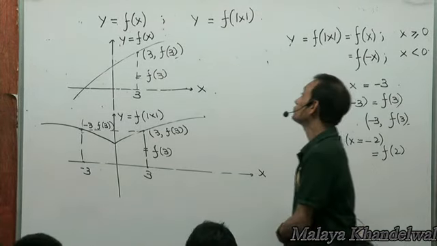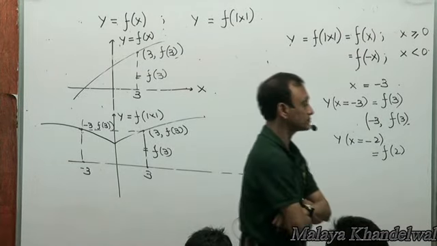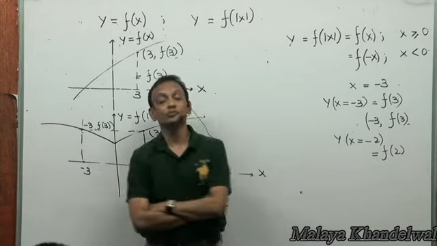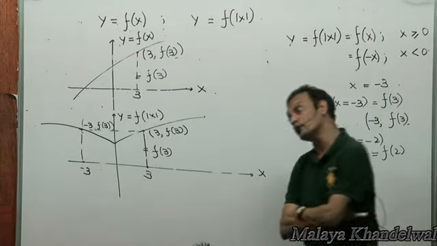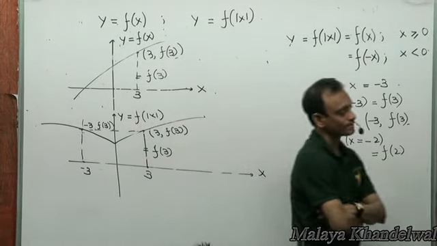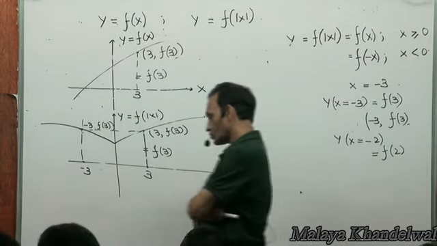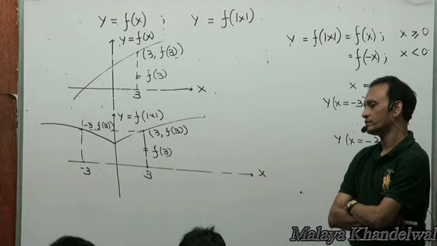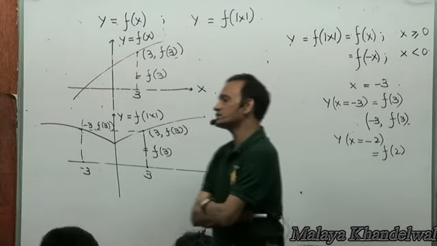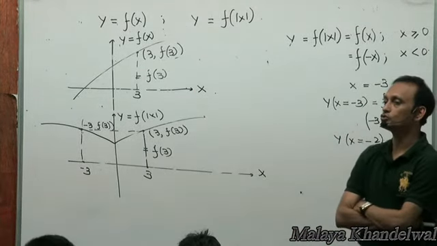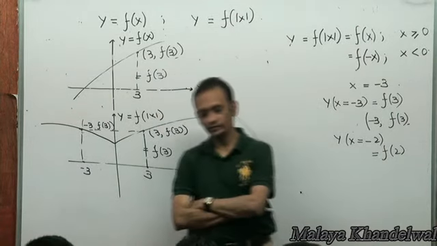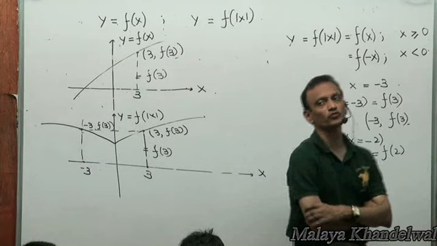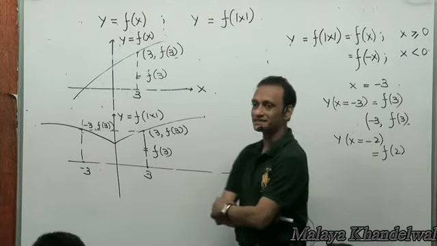Make a formal note. Given the graph of y equal to f(x), to migrate to y equal to f of mod x, retain the portion of the graph from the y-axis onwards to the right of the y-axis, and reflect the same about the y-axis.